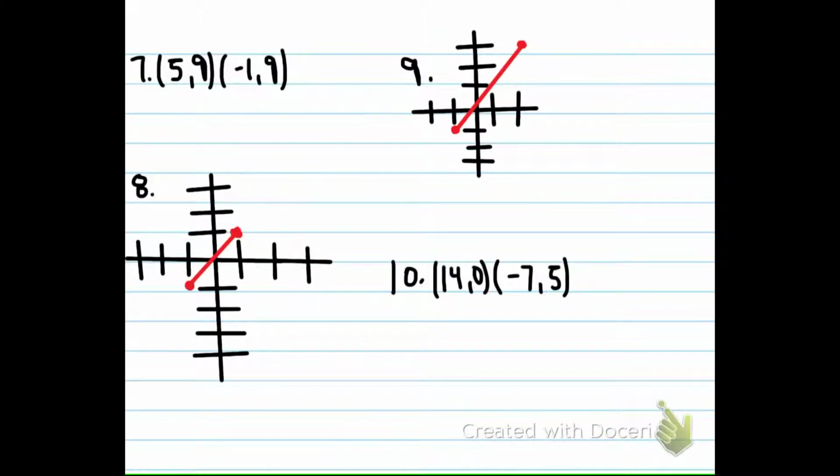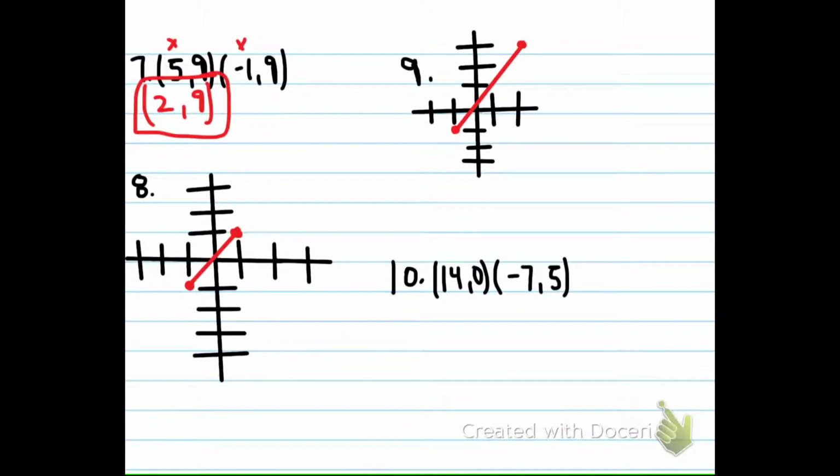So for number 7, our x's are 5 and negative 1. So 5 plus a negative 1 equals 4. So 4 divided by 2 is 2. And then 9 plus 9 equals 18. So 18 divided by 2 is 9. So our coordinate, or our point, is 2, 9.